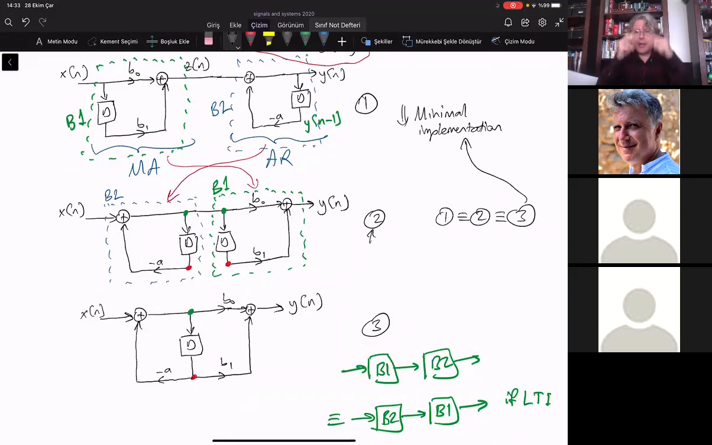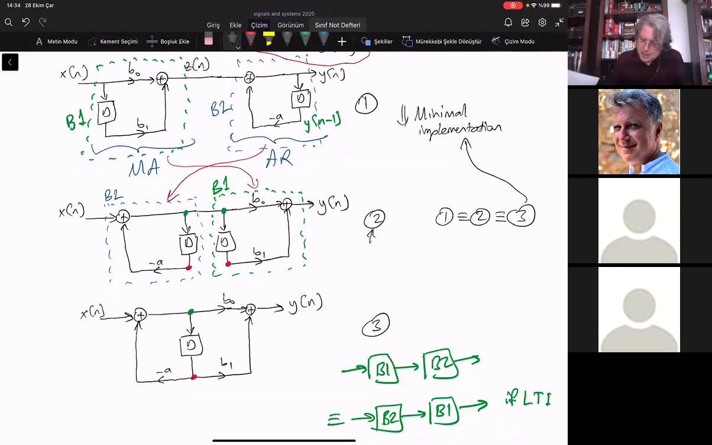So from the top to the bottom, I can just use one single delay element instead of two, which is what I am referring to as a minimal implementation. I'm trying to reduce the number of delay elements. I'm trying to minimize the number of delay elements that I use. That's the whole trick.